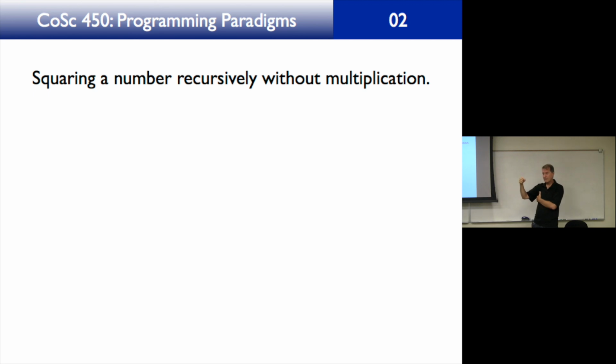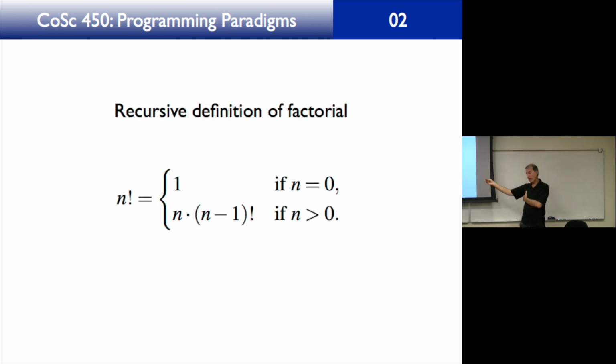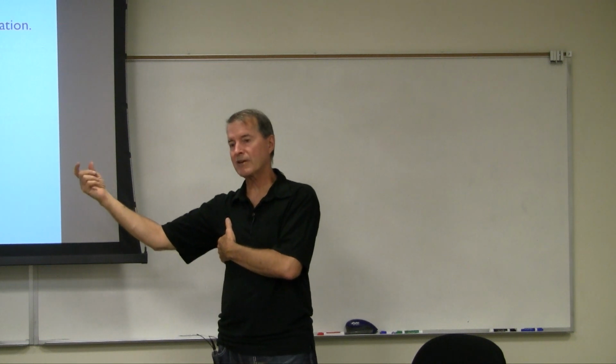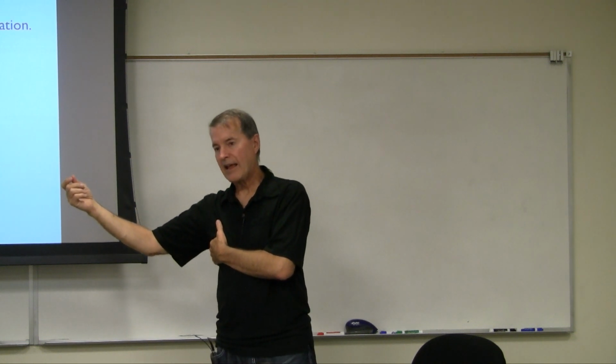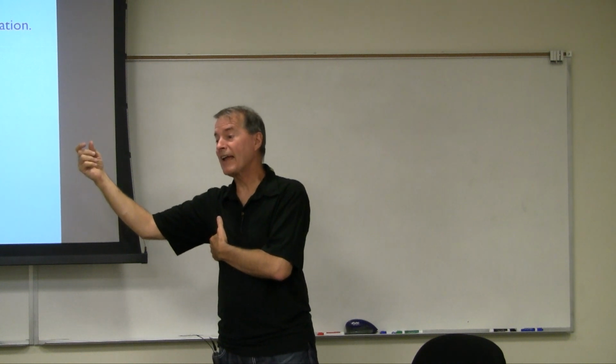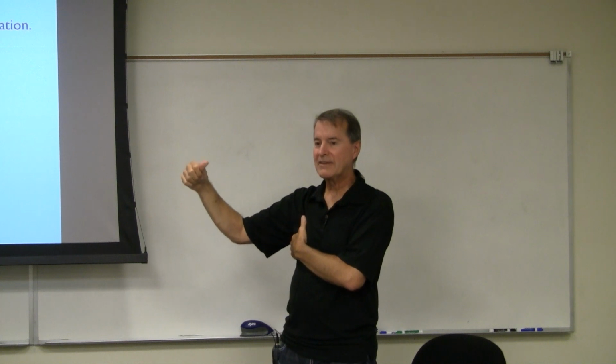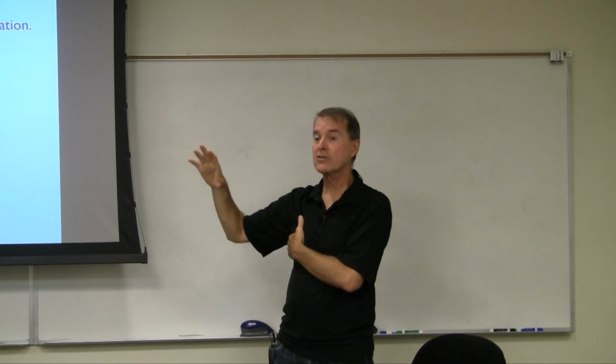What's the definition of n squared? Let's go back. What's this definition of n factorial? n factorial in terms of (n minus 1) factorial. So if we're going to square recursively without multiplication, what do we have to have? (n minus 1) squared. Yes, define n squared in terms of (n minus 1) squared.